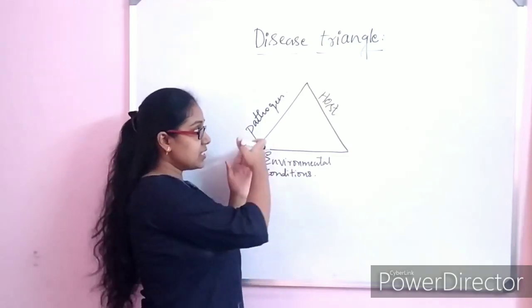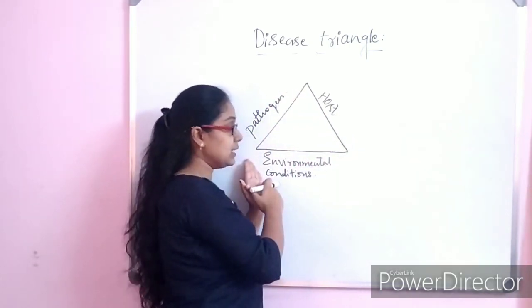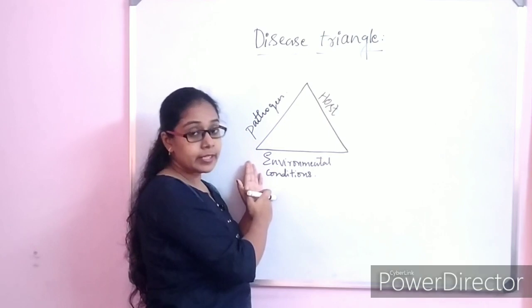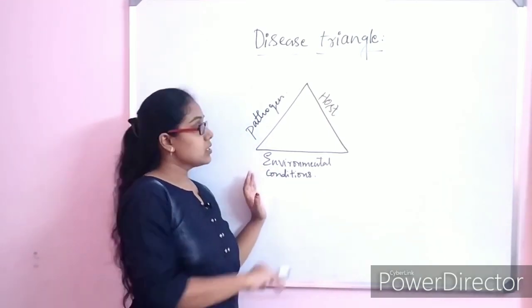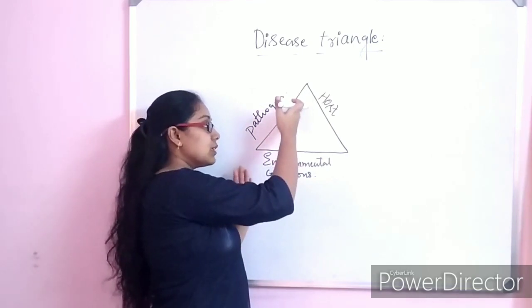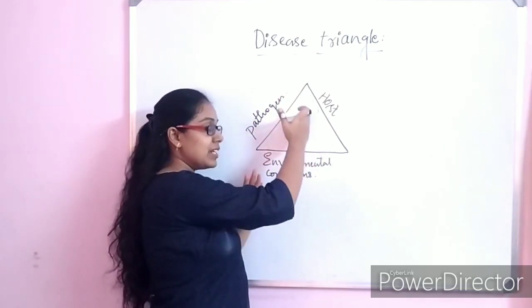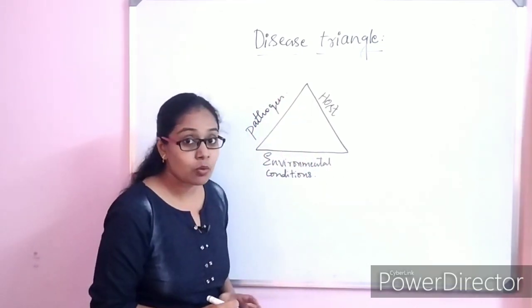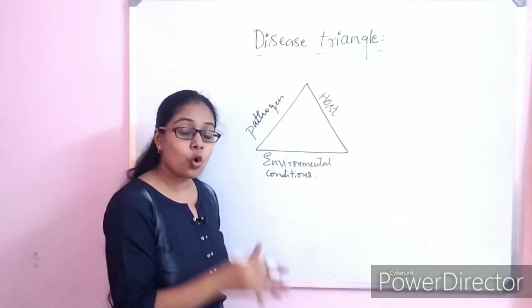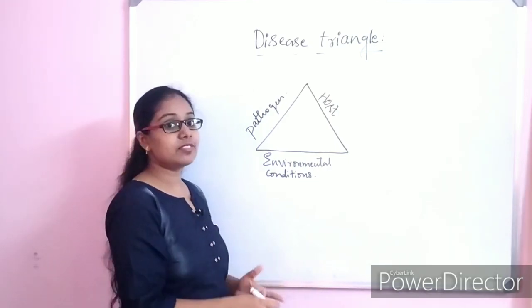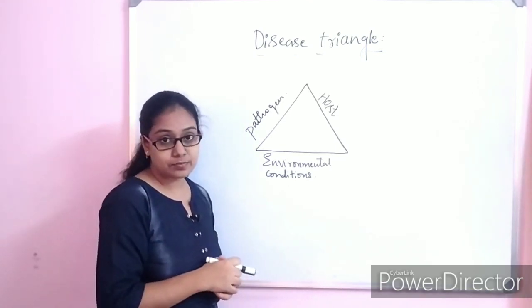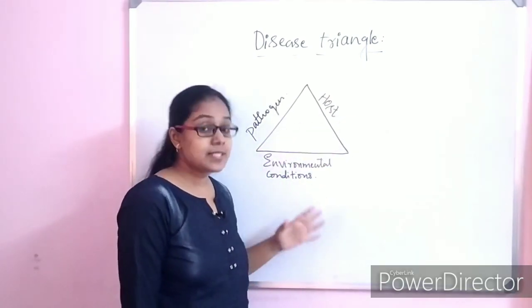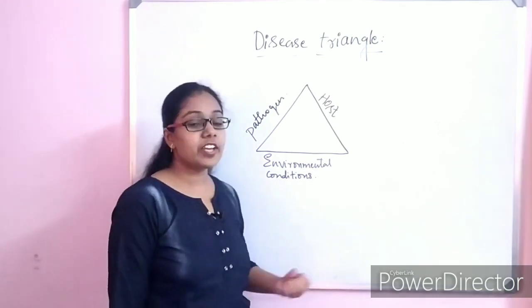See here, each side of the disease triangle is represented by one of the three components. Right? The length of each side of the disease triangle is equal to the sum of the total characteristics of the three components which favor the disease. Each of these three components may show variations.